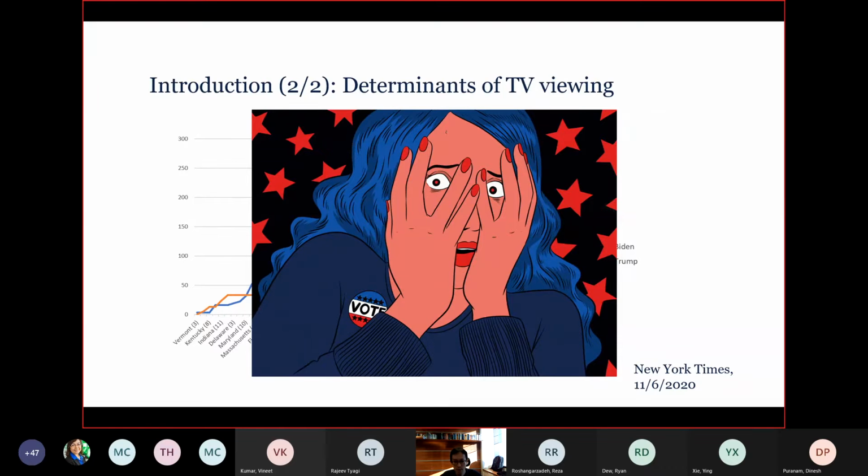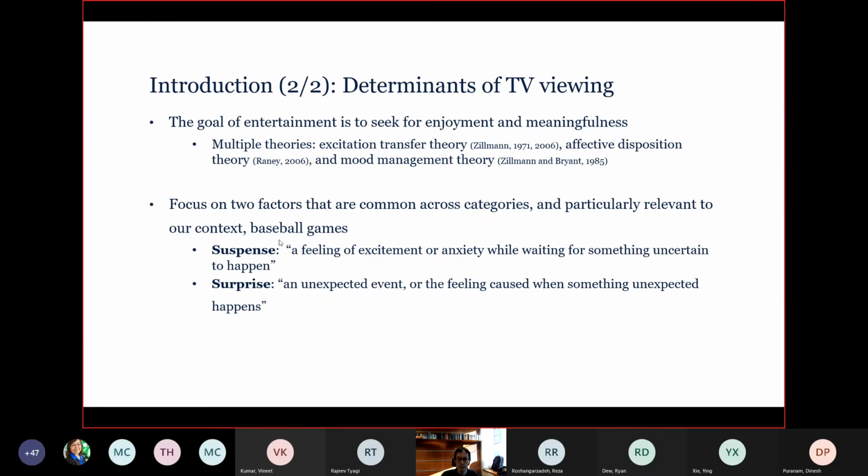This is just one example. We are not going to look at the presidential election results in this paper, but this observation motivates us to look at the impact of suspense and surprise as key driving factors of our attention to TV programs. There are many other factors that might affect our viewing behavior, but in this paper, following the previous papers in this literature, we're going to mainly focus on the impact of suspense and surprise on our viewing and attention behavior.